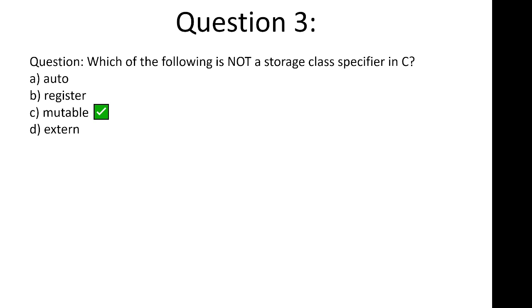Next, which of the following is not a storage class specifier in C? How many storage classes are there? Auto, register, extern. But mutable is not at all a storage class. That's why mutable is the one that is not a storage class specifier.